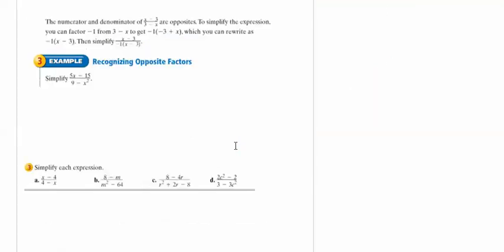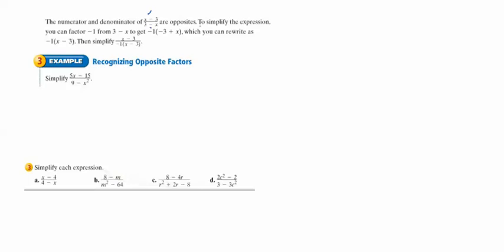Next one. Okay, so then the next example is example 3, but before that, let's read the little notes that I have up here. It says the numerator and the denominator of x minus 3 over 3 minus x are opposites. So as you can see, they're opposites here. They're opposite of each other.